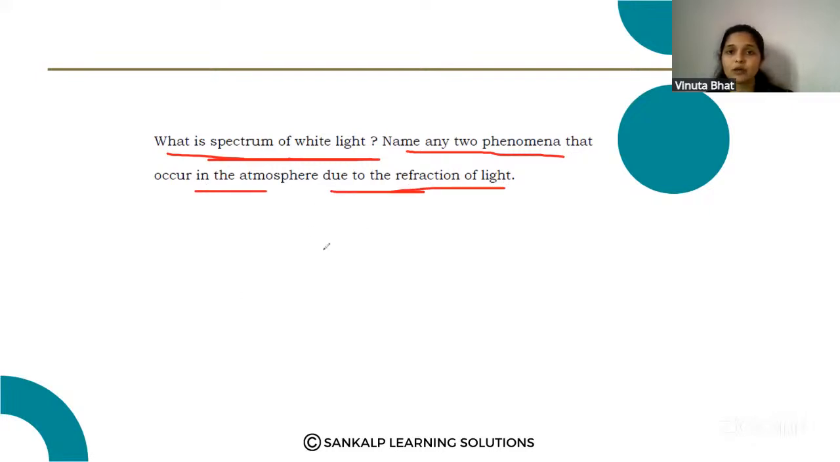that is, twinkling of the stars and the sunrise which appears 2 minutes before the actual sunrise. These are some of the phenomena. That is due to the refraction. Please note down this question.